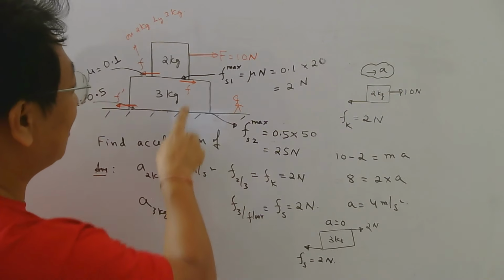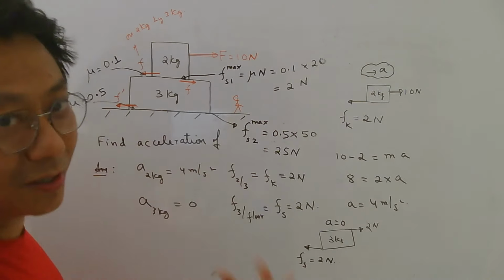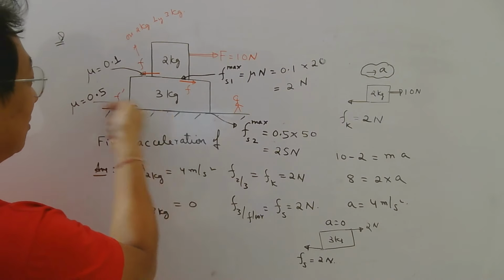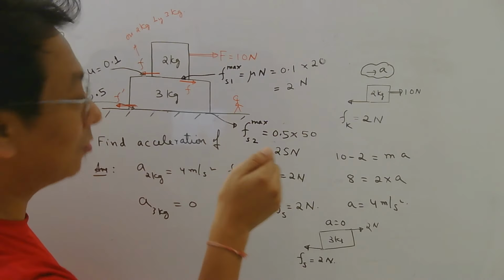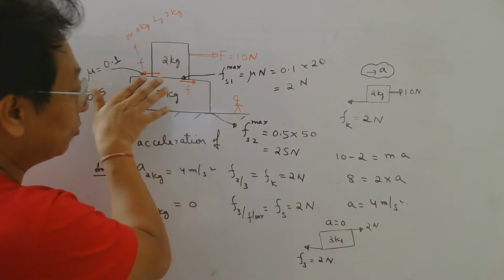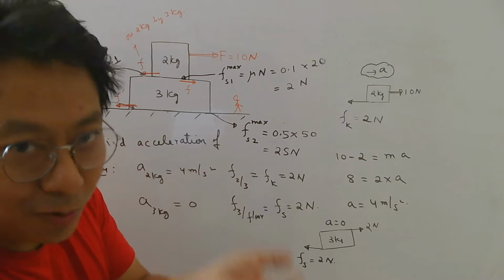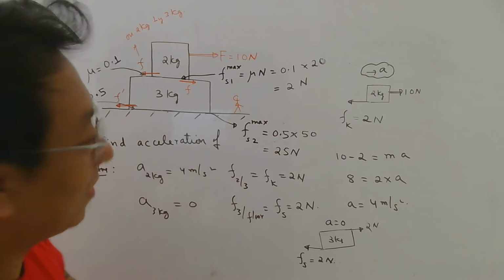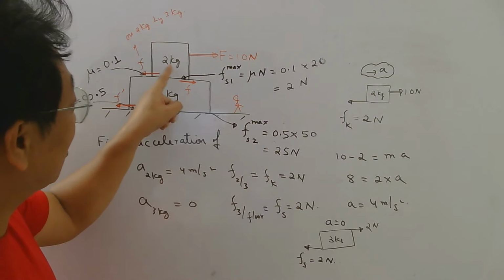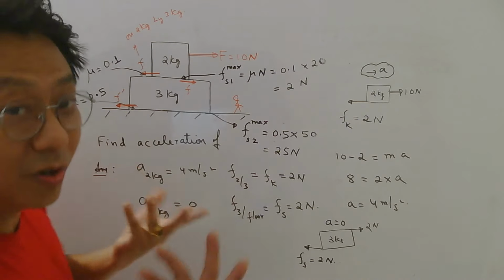Notice that this friction and this friction are the same, obviously, because acceleration of the 3 kg is 0. So this friction should be that much which is needed to keep this 3 kg at rest. And this friction is trying to move it with 2 Newton. So this friction also should be equal to 2 Newton to keep the body at rest. But the difference is this is kinetic because slipping is there. Here it is static because there is no slipping.